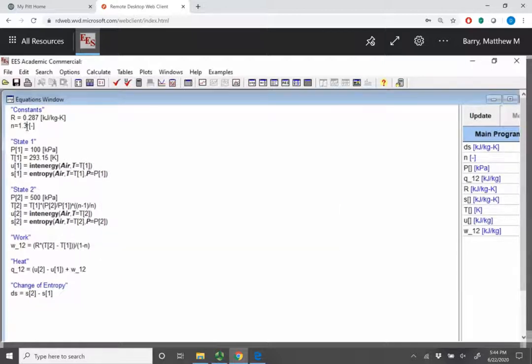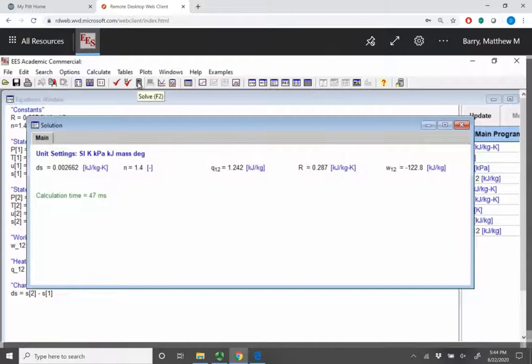Now, if we set n equal to 1.4, that is, we have an isentropic process, and recalculate our system properties, we see our work going from state 1 to state 2 is minus 122.8 kJ per kg. That is, we have work into our system. Our heat going from state 1 to state 2 is 1.242 kJ per kg. This is very close to 0. Also, we see that our change of entropy is equal to 0.002662 kJ per kgK. This is also very close to 0, and this is within round-off error of the calculation.